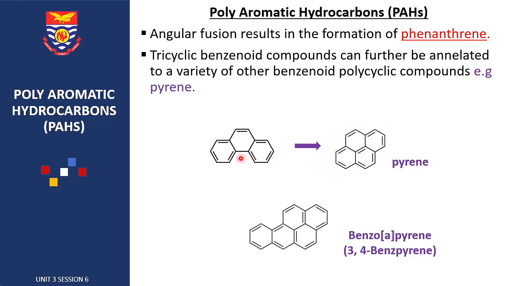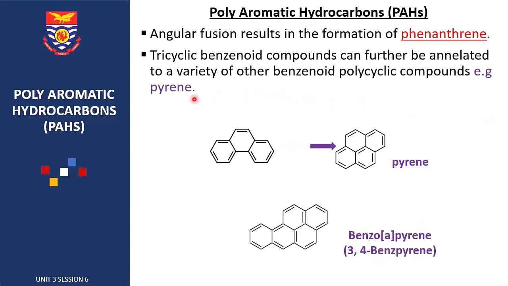So if it attaches itself to this side, it leads to the formation of a four-membered polycyclic aromatic hydrocarbon known as pyrene. Now when this pyrene is fused with another aromatic ring, which is a benzene ring, it leads to the formation of benzo-A-pyrene. So please take note of that. So we have pyrene, we have benzo-A-pyrene, or 3,4-benzpyrene. So please let's take note of that.